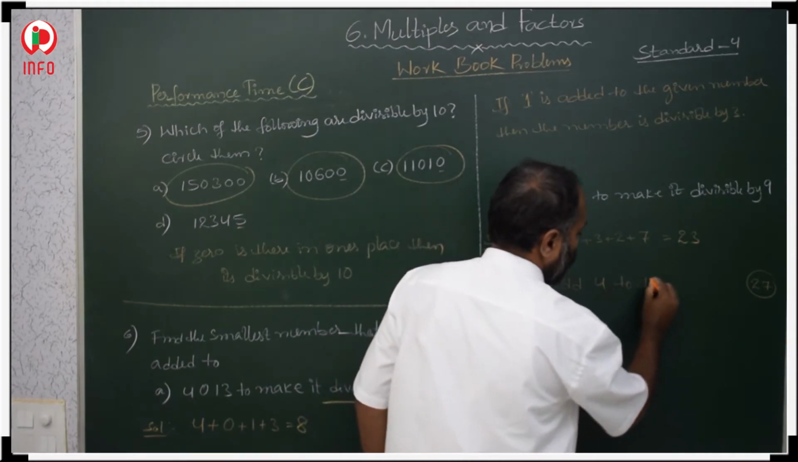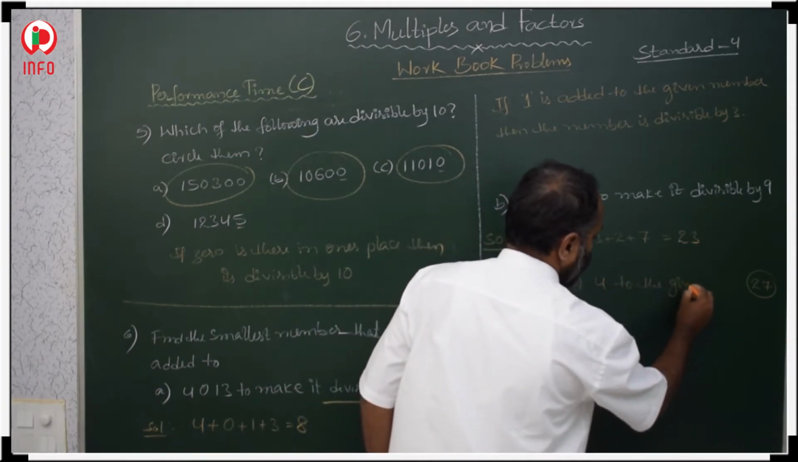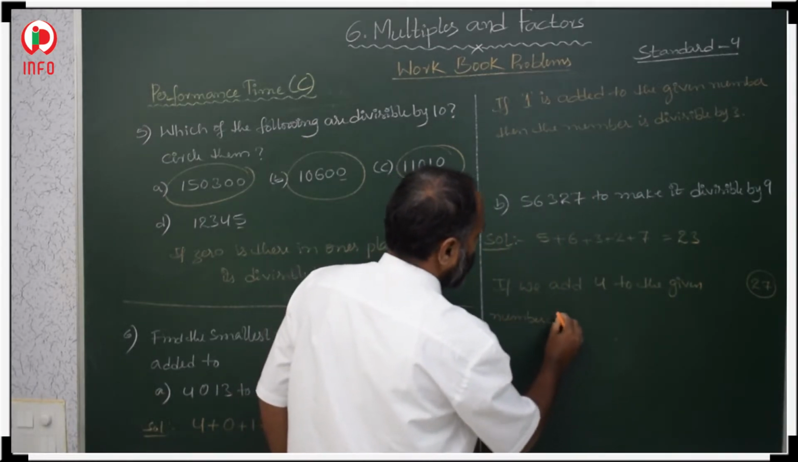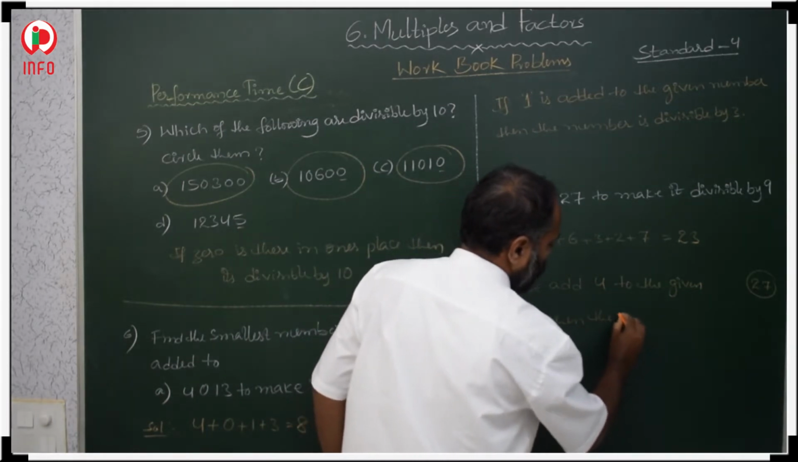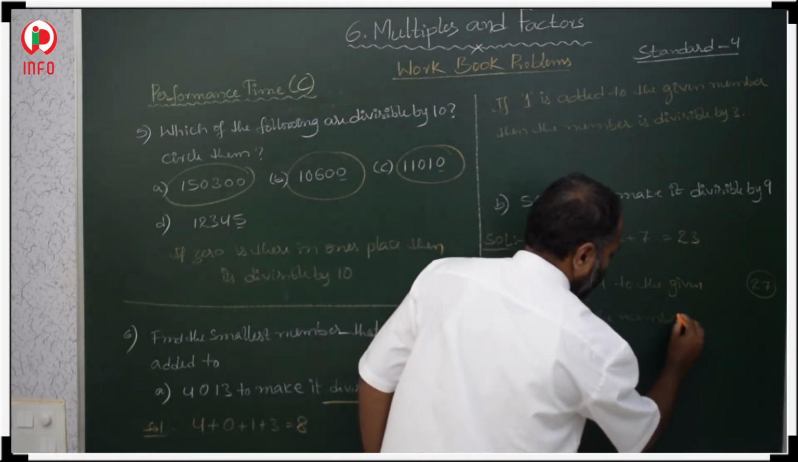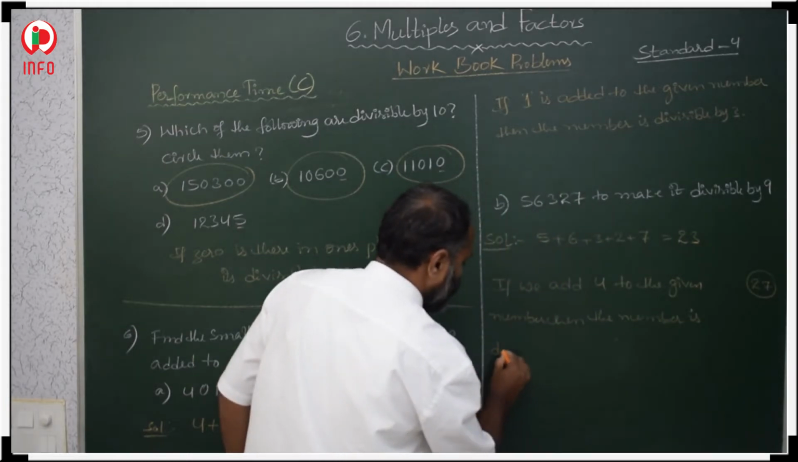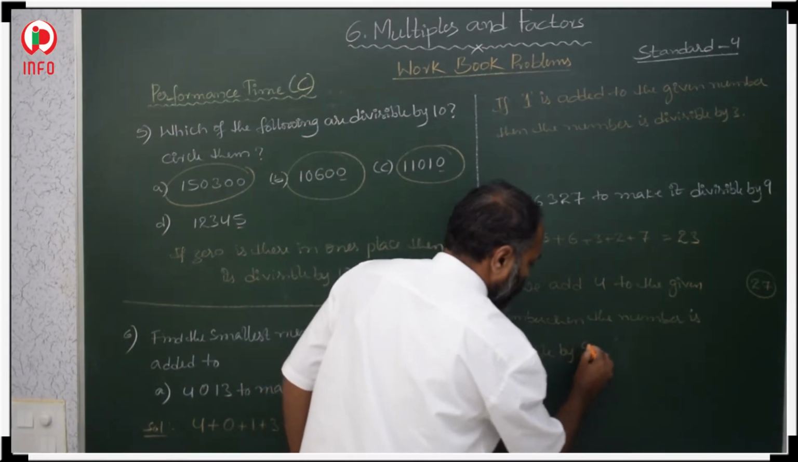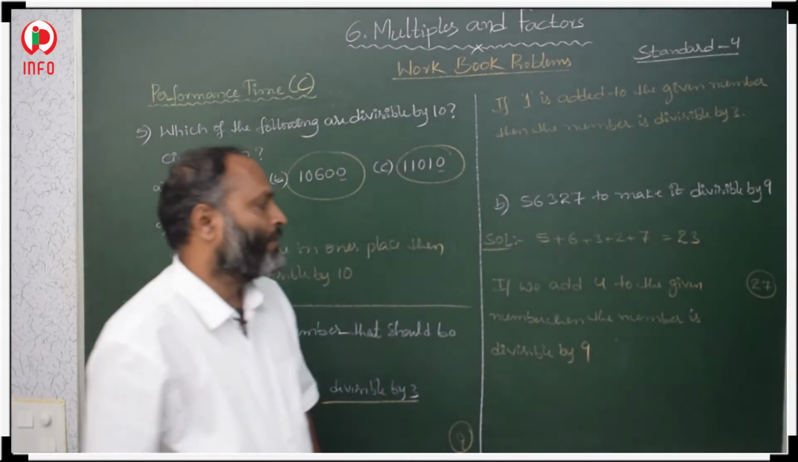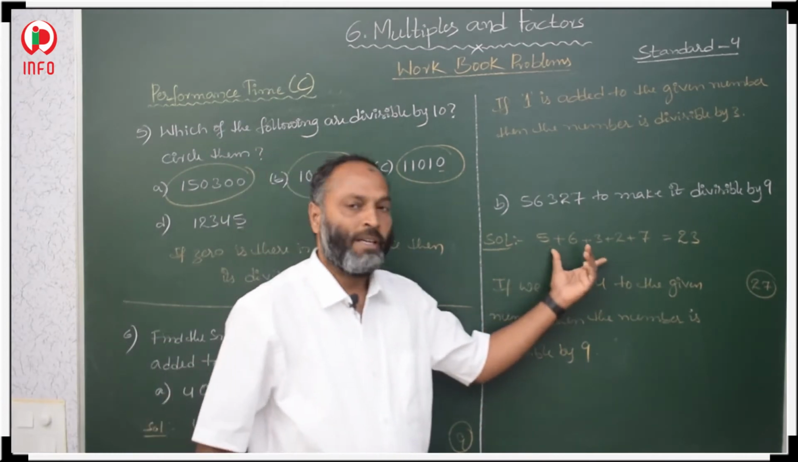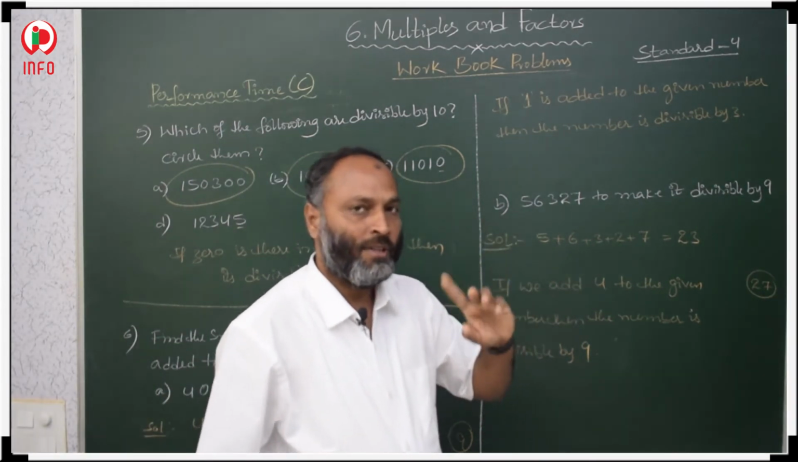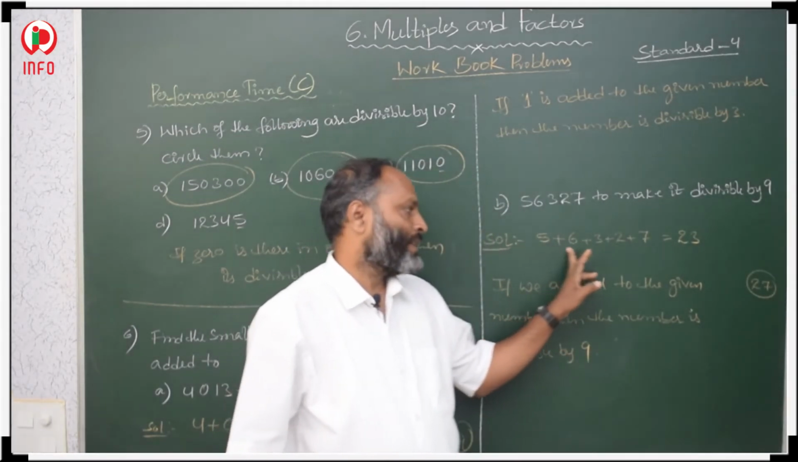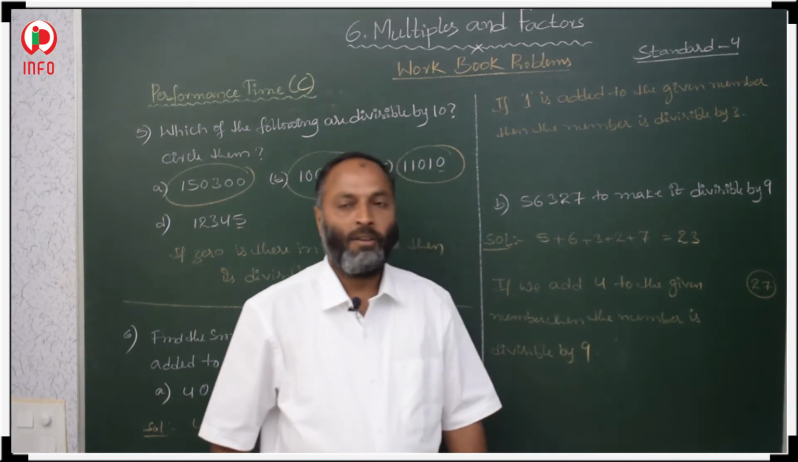if we add 4 to the given number, then the number is divisible by 9. In this way we have to do it. First we have to find the sum of the digits. The divisibility test for 3 and 9 is the same. We find the sum of the digits, and that will be 23.